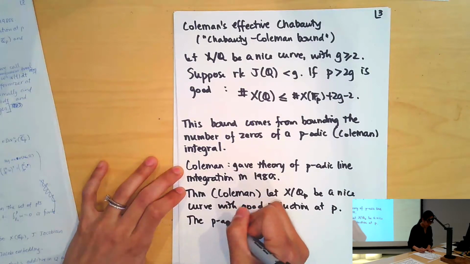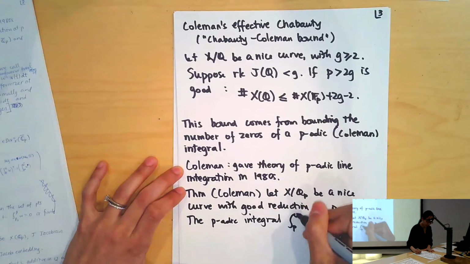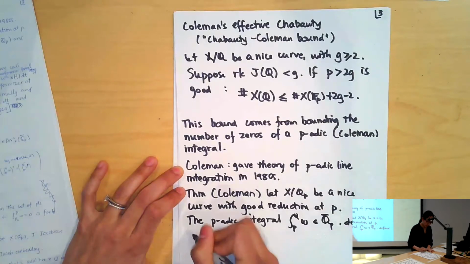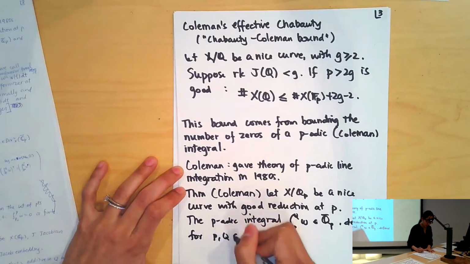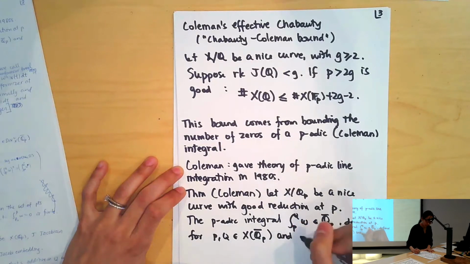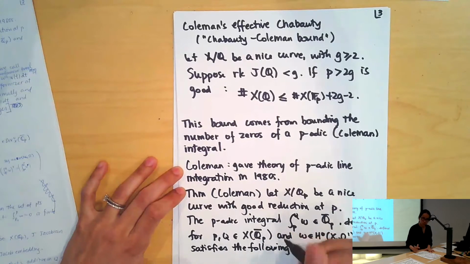So the p-adic integral from P to Q of omega, this is something in Q_p bar. So this is defined for points P and Q over Q_p bar and some regular one form. So we'll talk about other differential forms you might want to integrate. It satisfies the following.